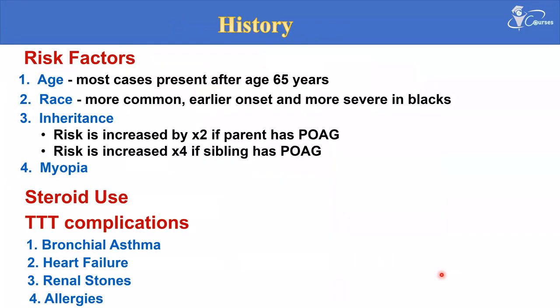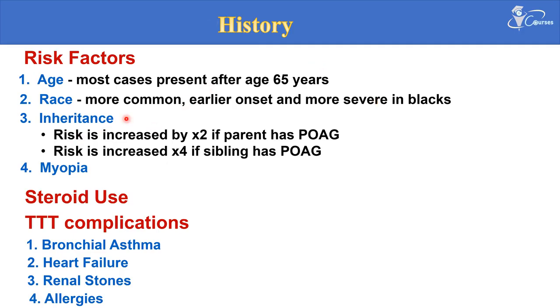So starting with the history, what should we ask in the history, or what might you find in the history, in the scenario, in the exams that will give you an alert about glaucoma? These factors, like the age, as we mentioned, that most cases of primary glaucomas will present after 65 years old. So the higher the age, the more the risk. And the race, also the earlier onset and the more severe onset in blacks. So I'm speaking again about primary open-angle glaucoma.